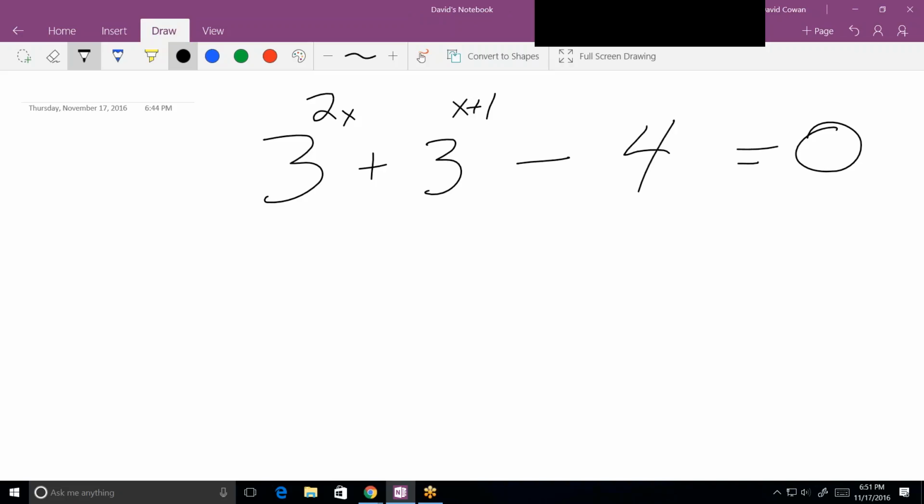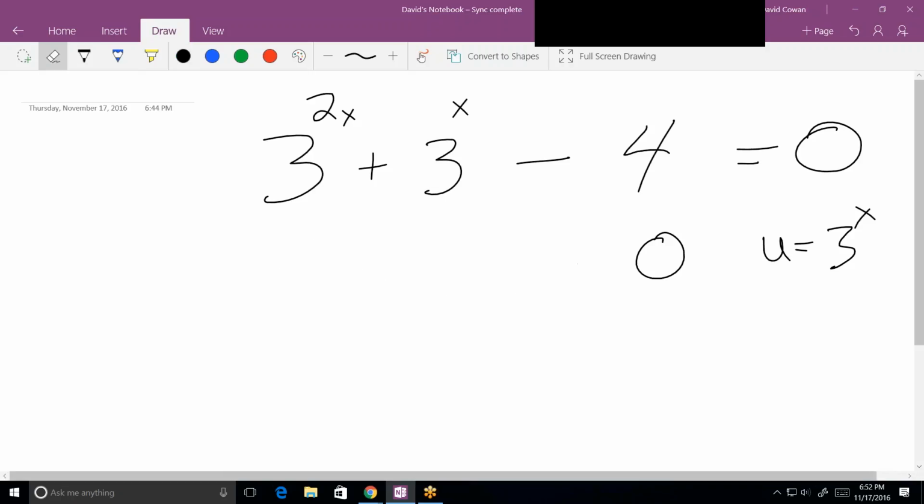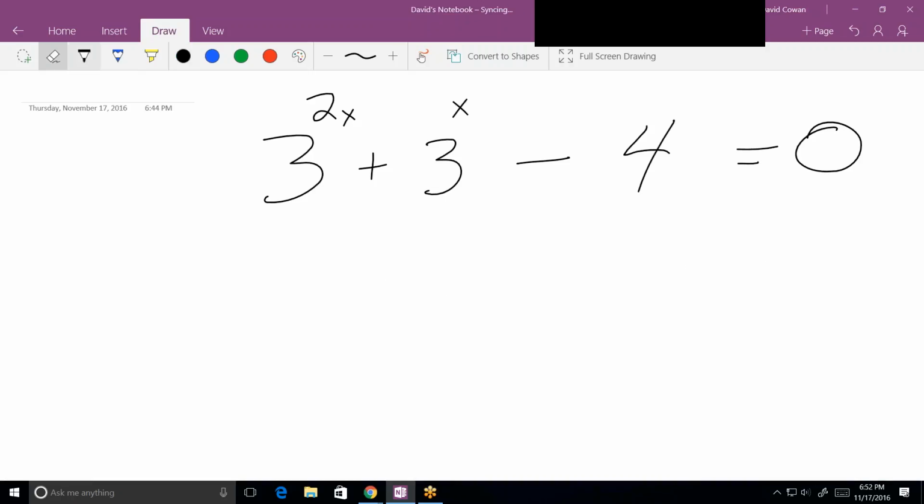Yes, I would. If that was this, that's a quadratic. In other words, if I let u equal 3 to the x, then what I have here is u squared plus u minus 4 equals 0. And then I could factor it and solve it. But the fact that it's x minus 1 in the exponent, plus 1, plus 1.